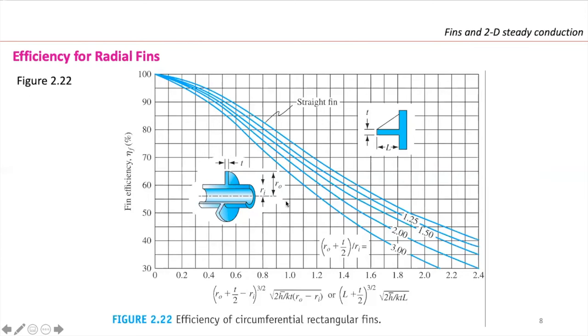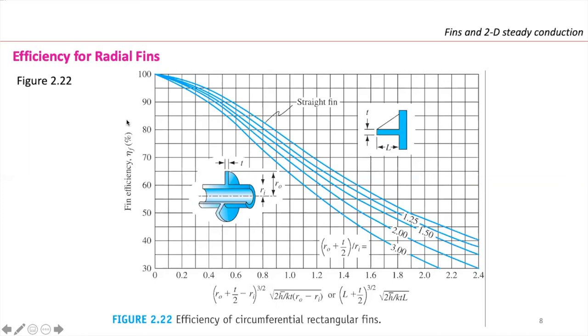plot. Very important. If you see how to use this plot, well, essentially we need to calculate the x-axis, right? The x-axis is defined by this equation that you have in here, right? That depends on the thickness, the inner, outer radius, the k, the h, etc. So we need to calculate all these parameters to locate here where we are in the x-axis. We need to calculate this r naught plus thickness over 2 divided by Ri, right? In order to locate which line we are going to read and finally get the efficiency, right?